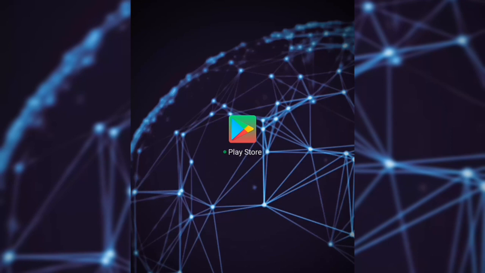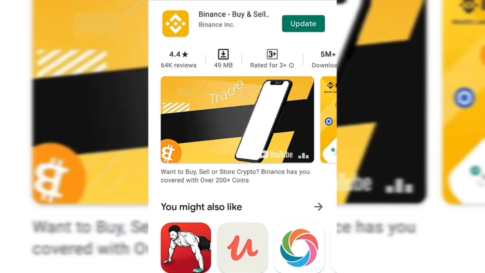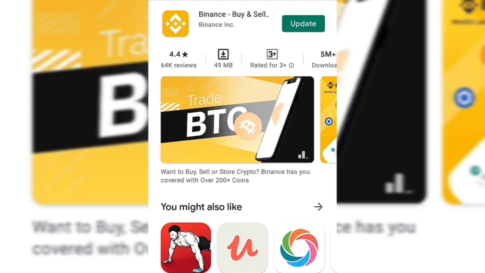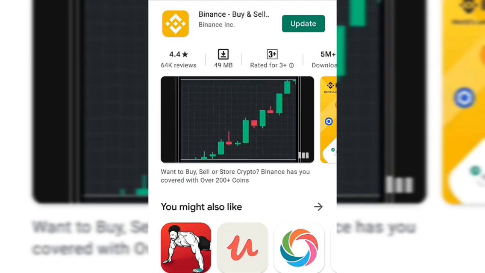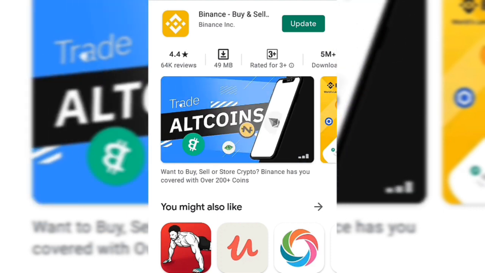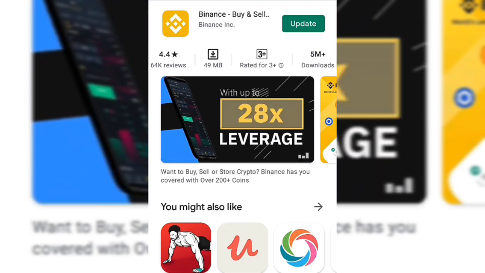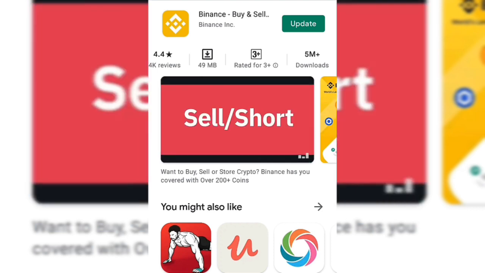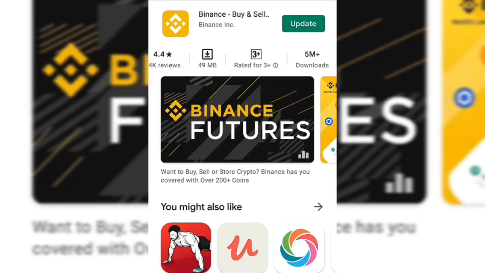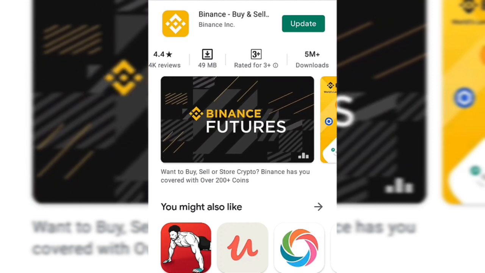You would have to go to your Play Store or your App Store. The first app you would have to download is called Binance. Binance is the platform I use when trading, and make sure you download the original, the main Binance app. Now, when you've downloaded the Binance app, you would have to register.